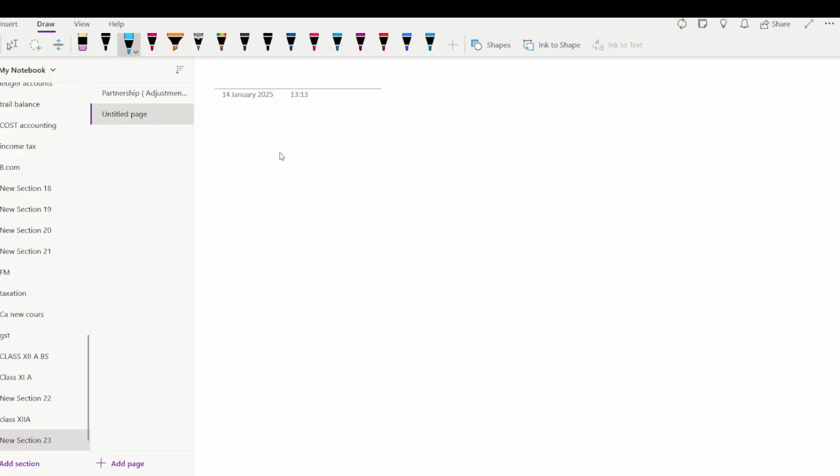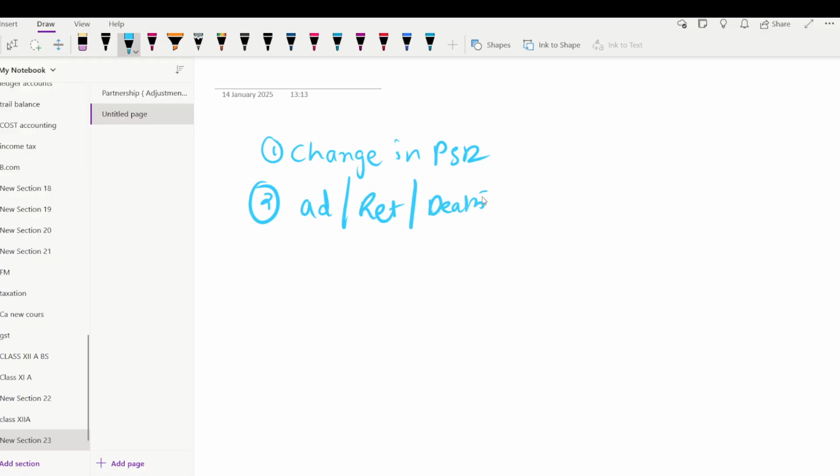The first point, we need to calculate whenever there is a change in PSR, and you will also get this type of situation in admission, retirement, death as well. In dissolution, there is no need of this because in the dissolution, all the books of accounts will be closed. So, what are the things we need to keep? We need to keep three steps in mind.